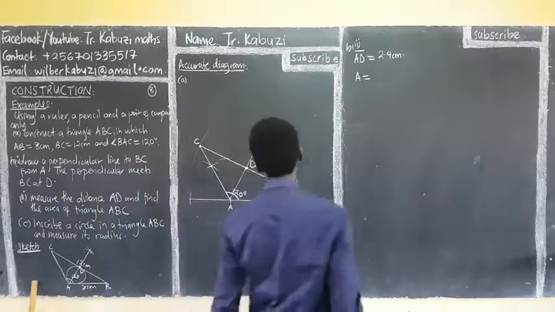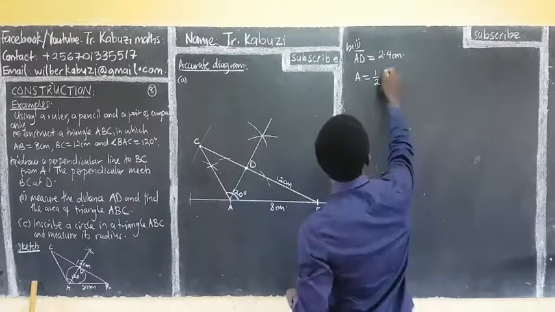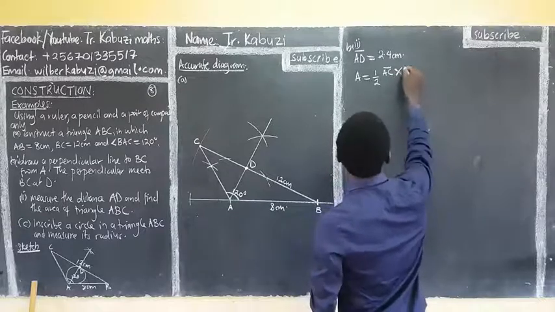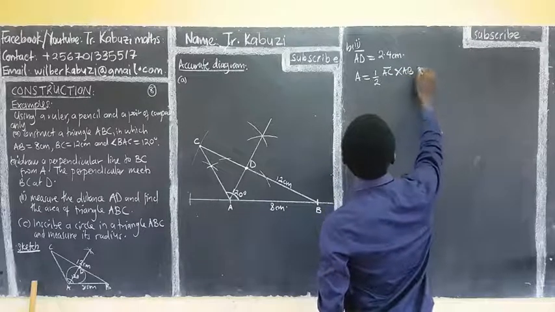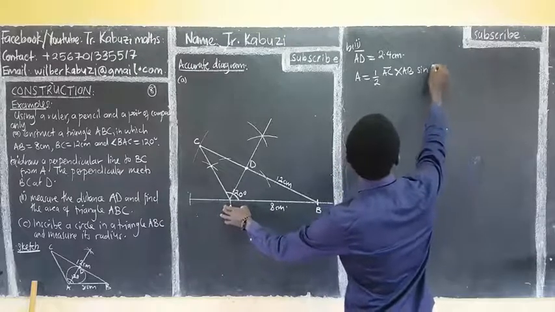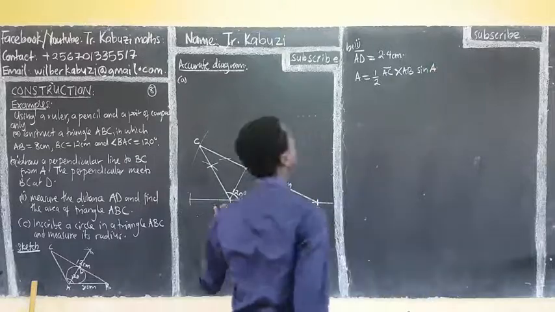So we use the idea that our area is a half SC times AB, then sine of the angle between. The angle between is angle A. Angle A there. Simple as that.